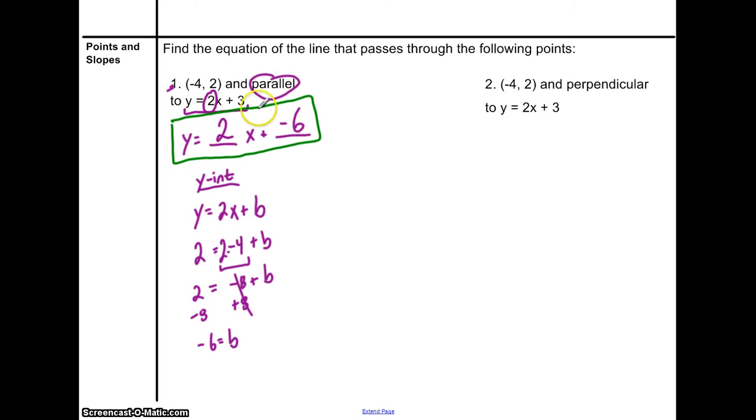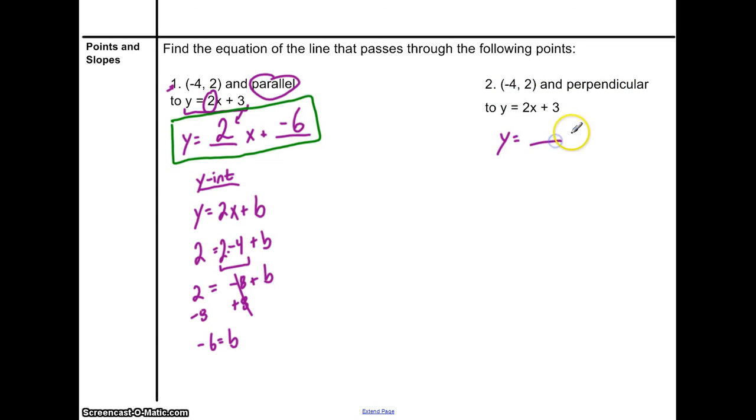Again, we got the slope because we know that the two lines are parallel and they'll have the same slope, 2, and we got the negative 6 by using the process we learned before to find the y-intercept. Let's start 2 together and then I'll have you finish on your own. If we wanted to create a line that goes through negative 4, 2, but is perpendicular to y equals 2x plus 3, well, let's think.